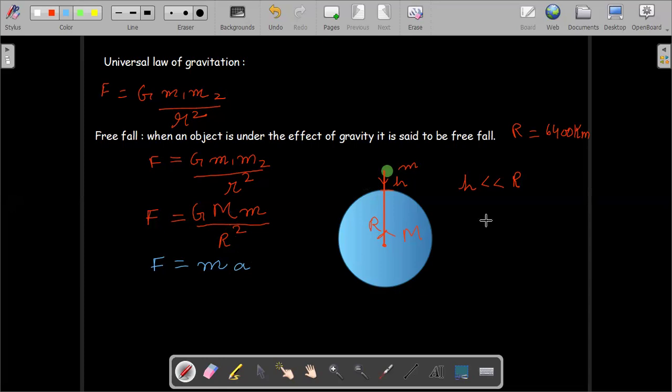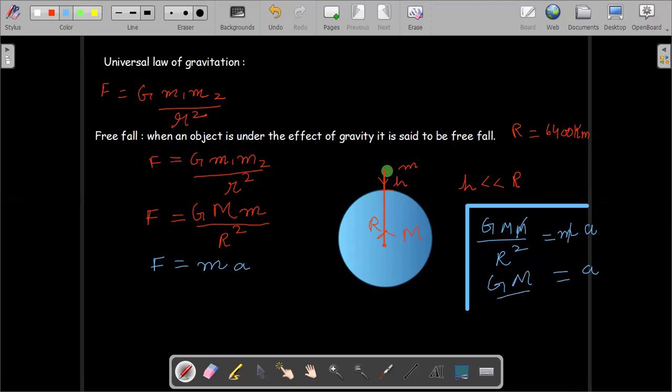Now if I equate both of them, I get GMm over r squared equals ma. Both the forces will be equal to each other. Either I obtain the force by the formula GMm over r squared, or I obtain it by F equals ma. So this mass m and mass m cancel with each other, and I obtain the value of acceleration to be GM over r squared.